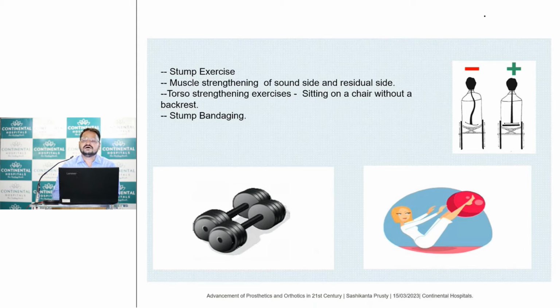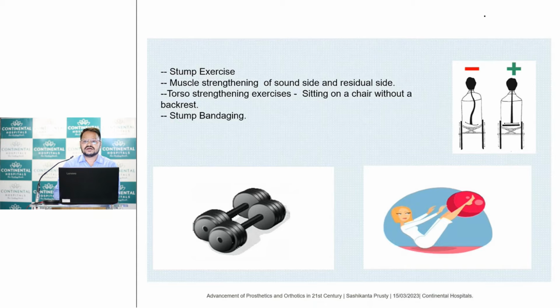Sitting on a chair without backrest, because that will activate the paraspinal muscles, so that when they start walking with the prosthesis in the early rehabilitation phase, there will not be much back pain, or they will not have a deviated pattern of gait.